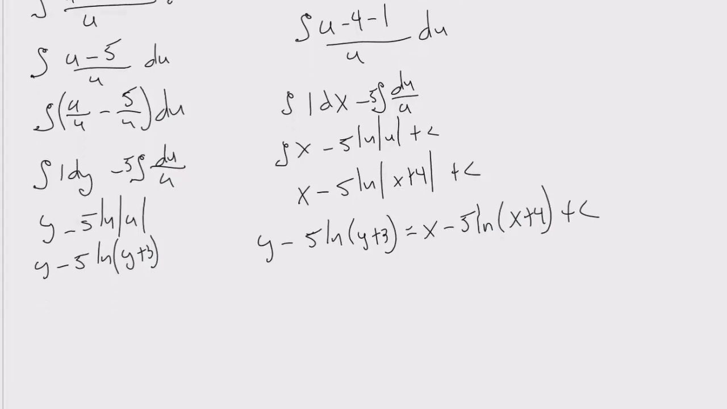So I'm going to put those ln statements together. So let's see, if I bring the ln of x plus 4 over, and let's put those 5s up as exponents. So that's ln of (x plus 4) to the 5th minus ln of (y plus 3) to the 5th equals x minus y plus c.